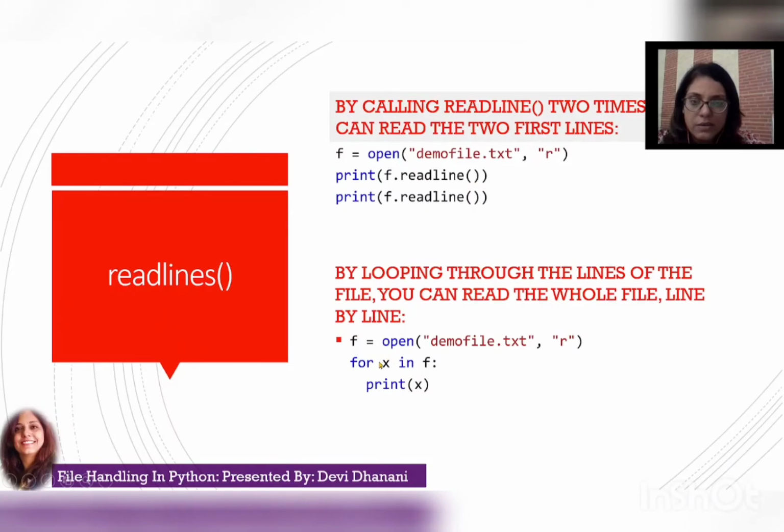Here we are using the loop variable x. So for x in f, and if we print x, what will we see? We will see that we can print the content of the file by looping through the lines of the file.